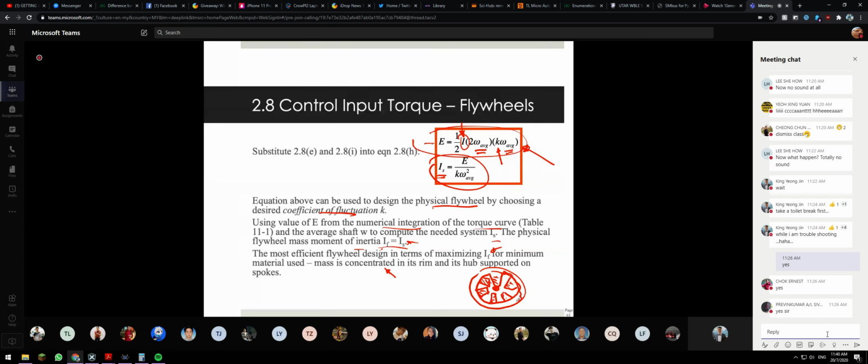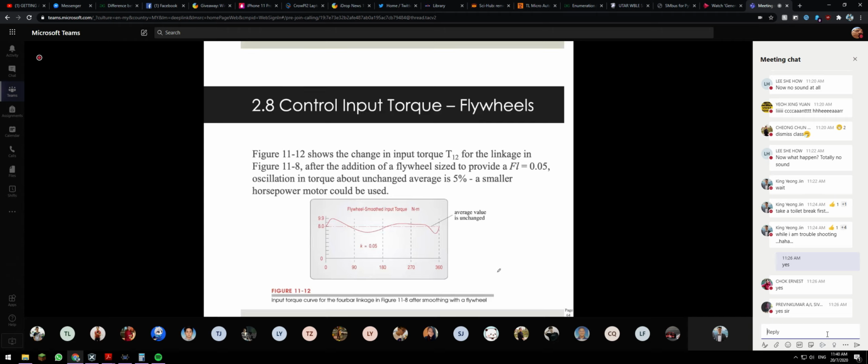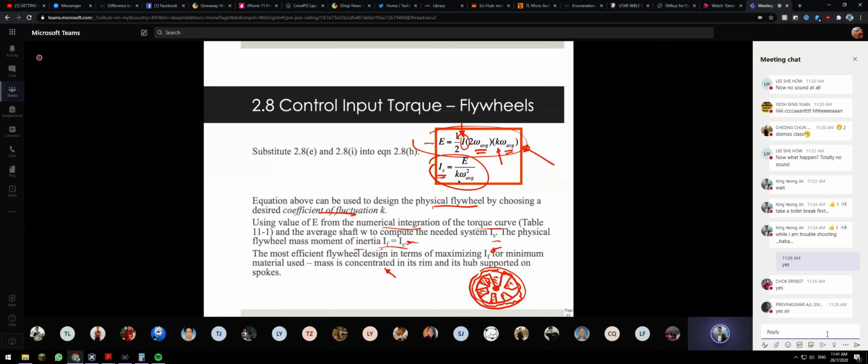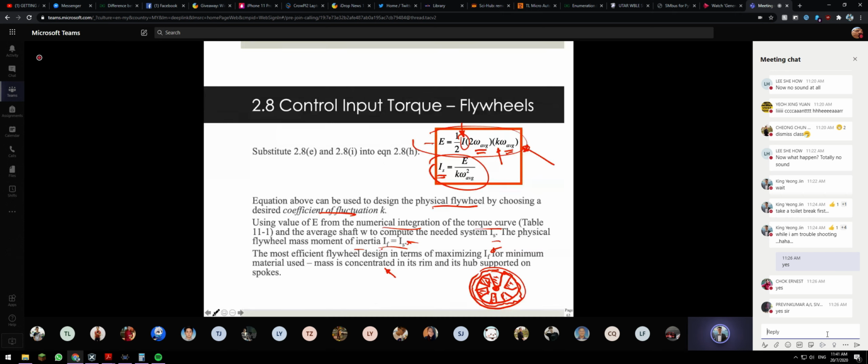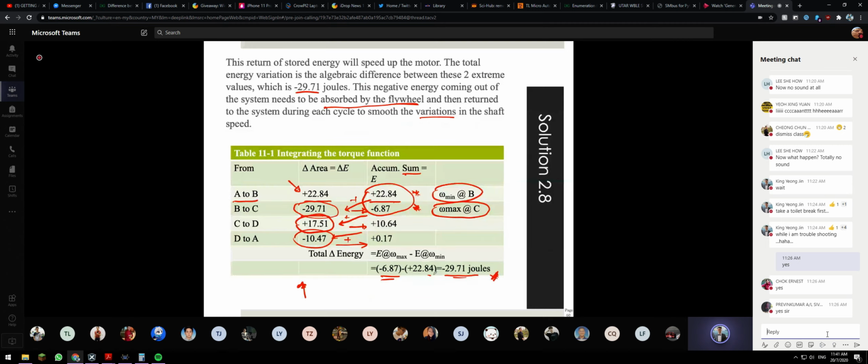So your weight is all concentrated on the outer edge here, right? So this is how they design the flywheel. So in our case here, we choose the coefficient of fluctuation to be 0.05 or 5%. So what you mean here is the k, which we choose as 0.05, and then the e that we have just now, 29.71.